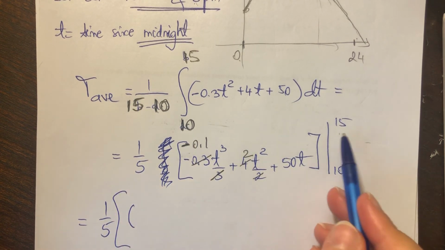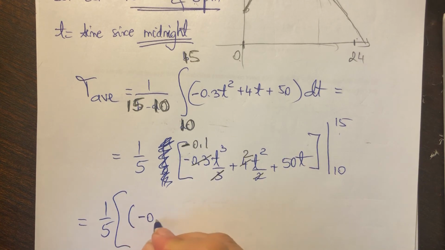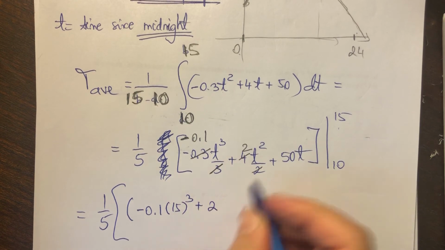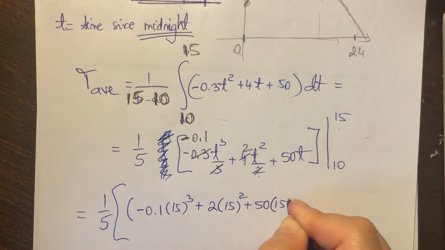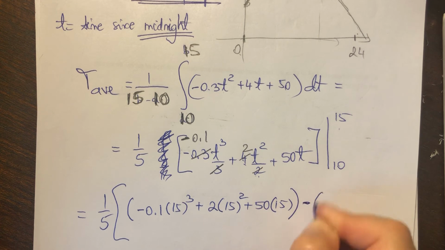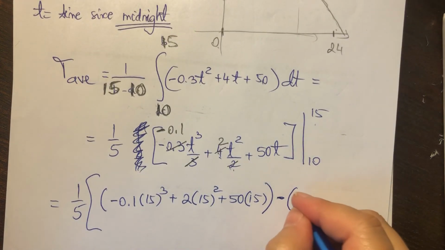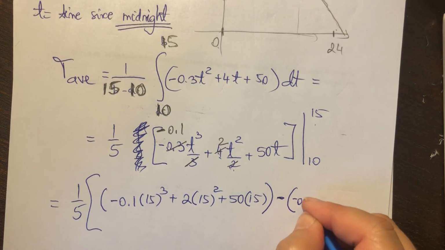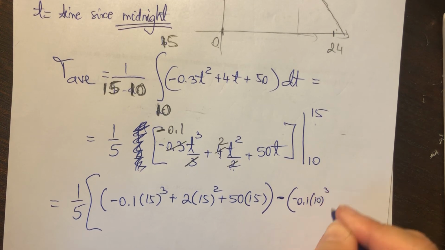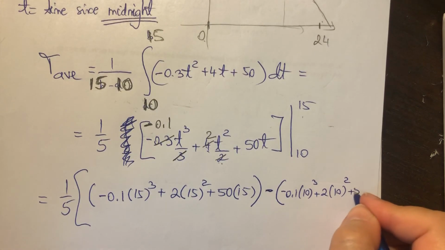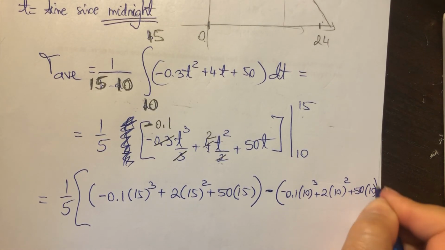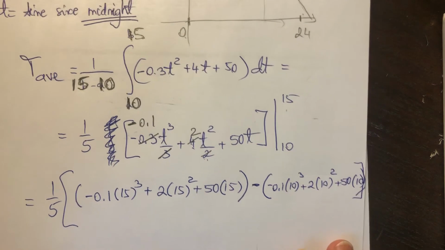Okay, so first I'll put in a 15: negative 0.1 times 15 cubed, plus 2 times 15 squared, plus 50 times 15, minus, do the same thing but plug in a 10: negative 0.1 times 10 to the third, plus 2 times 10 squared, plus 50 times 10. Okay, there it is, yes.